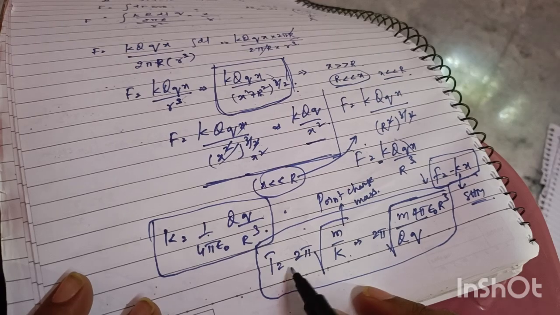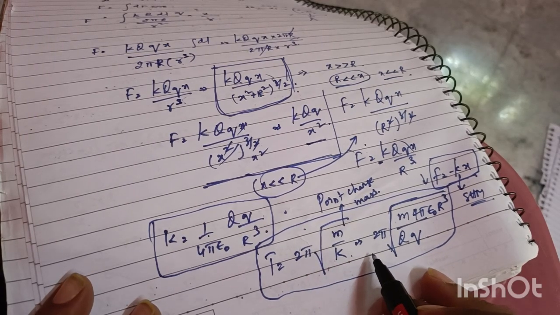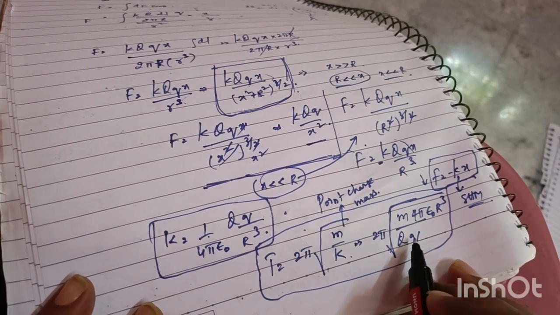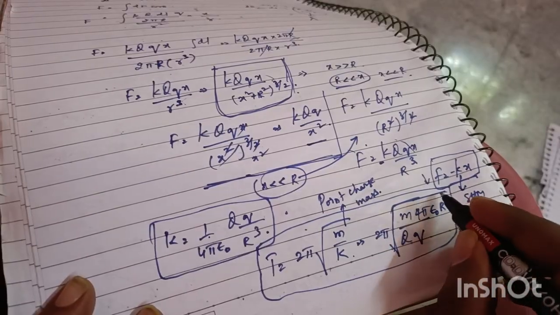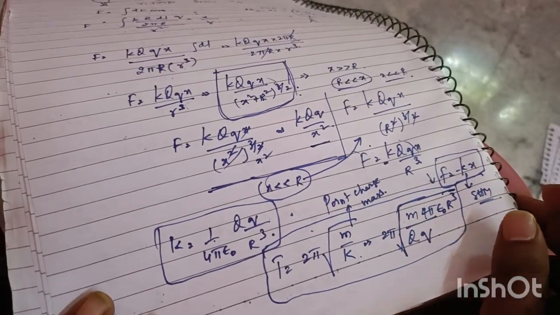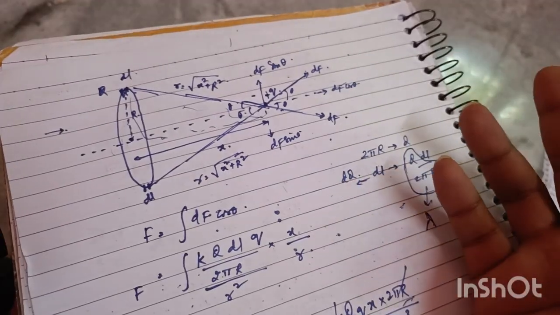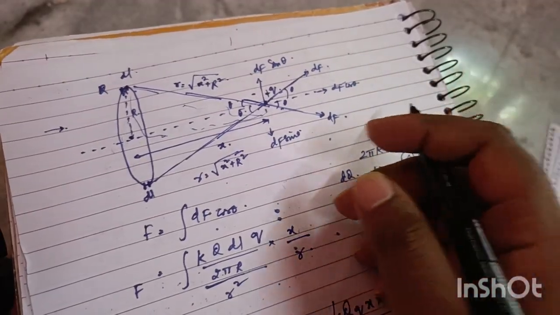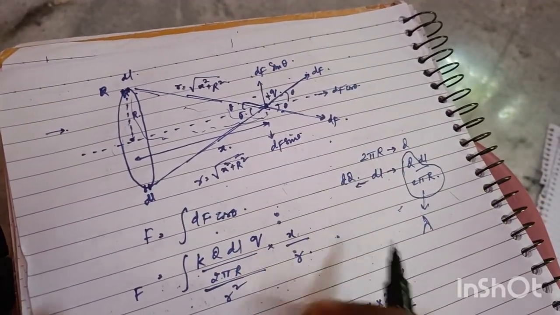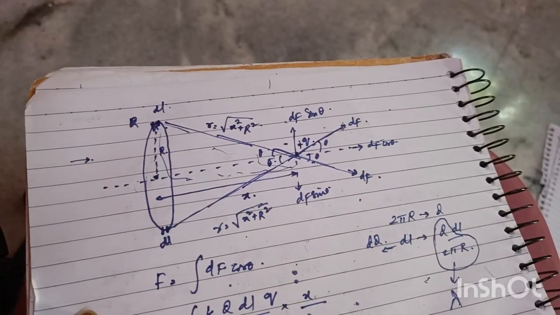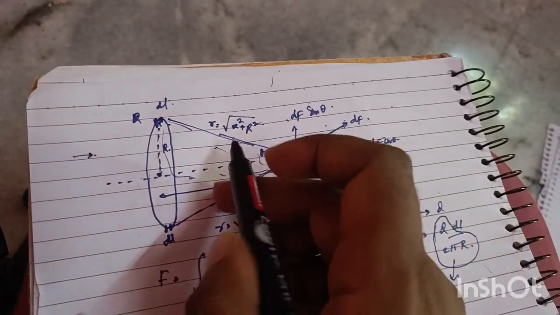And the time period we know T is equal to 2 pi under root m by k. I substitute this here, and this is the time period of the oscillation. They could also ask for angular frequency or frequency. Hope you got the point, right? So this is force.